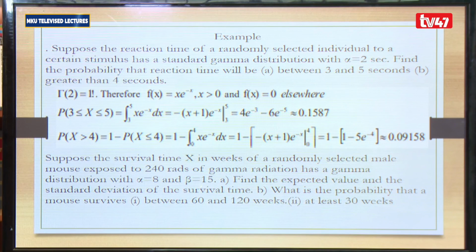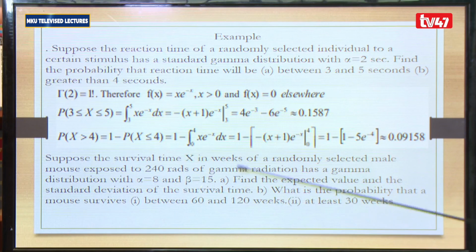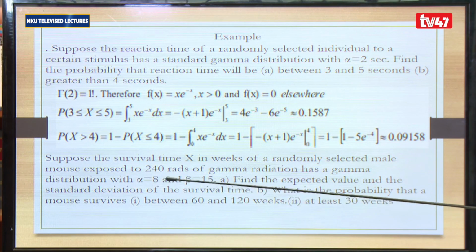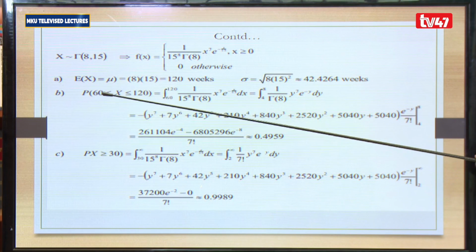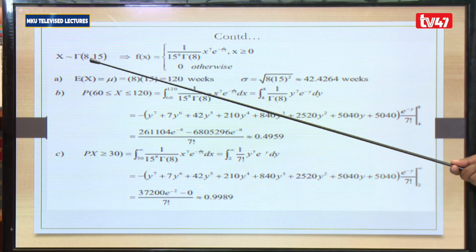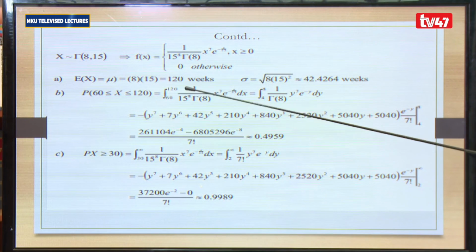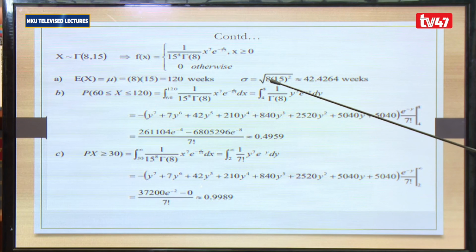Have another example here and some exercises for you. Suppose the survival time x in weeks of a randomly selected male mouse exposed to 240 rads of gamma radiation has a gamma distribution with alpha 8 and beta 15. To find the expected value, the expected value is alpha times beta, and the mean is alpha times beta, the standard deviation is the square root of variance, and the variance is alpha beta squared.